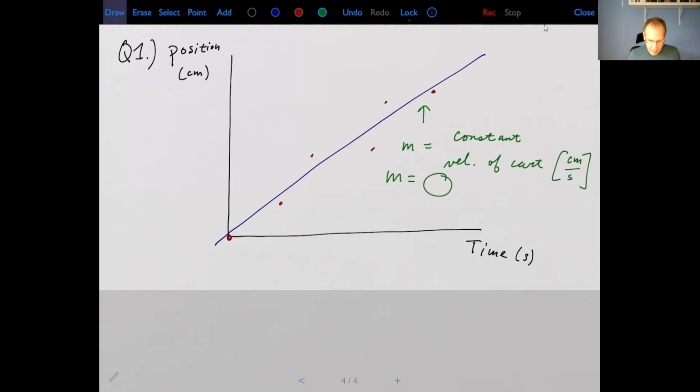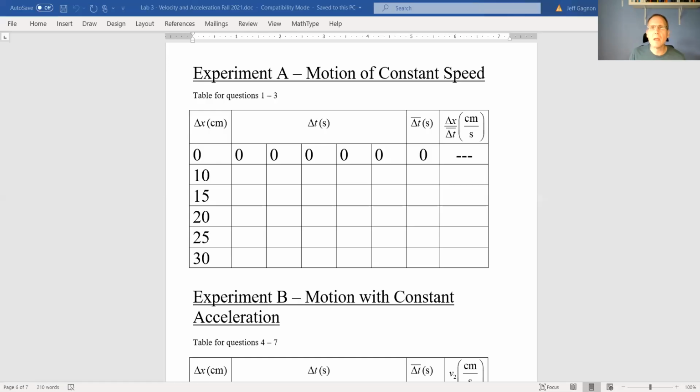Okay, question 3 is a second plot. Now you're going to plot average velocity versus time. So actually, let me go back to the handout for a second. Okay, so now question 3 is plot average velocity versus time, which means this last column, right, this is my average velocity, delta x over delta t, that's going to be on the y-axis. And then time, my average time will be on the x-axis. So time is the same, right? That's on the x-axis, but now my average velocity is on the y-axis.